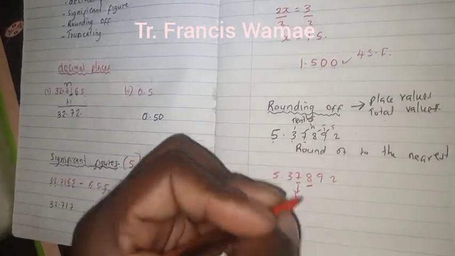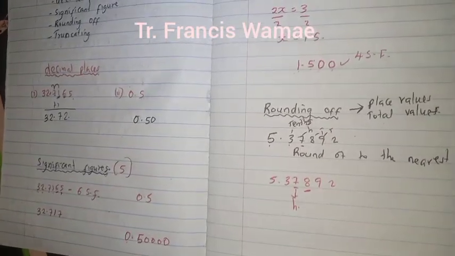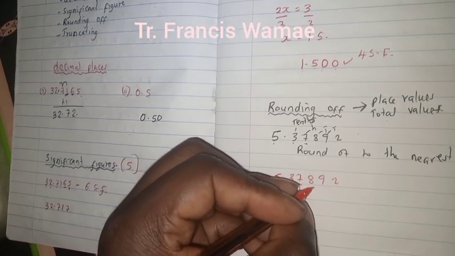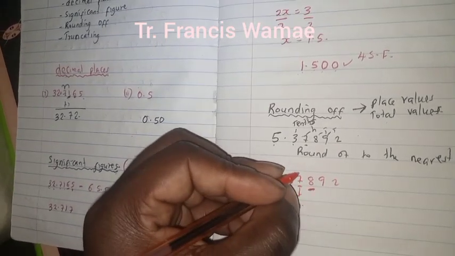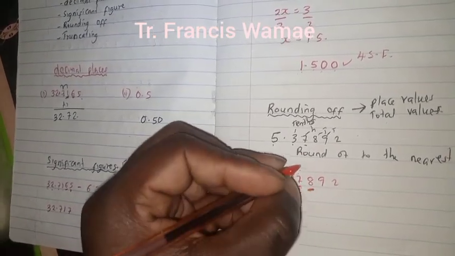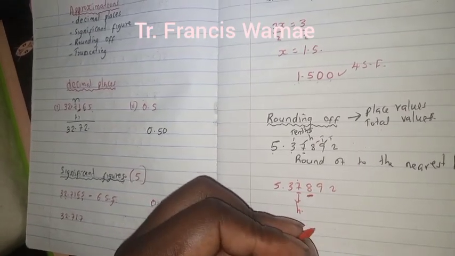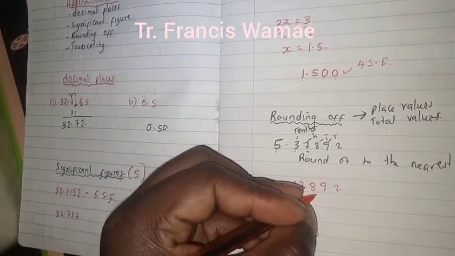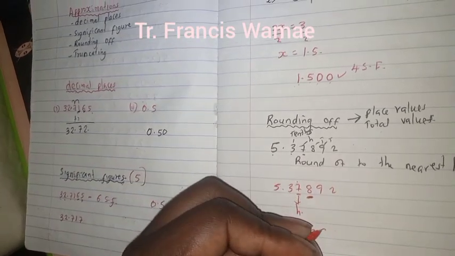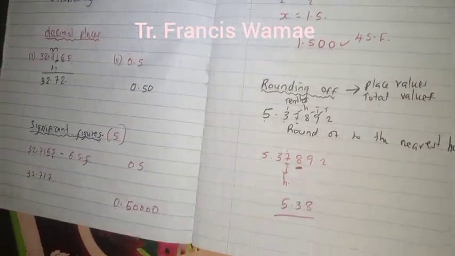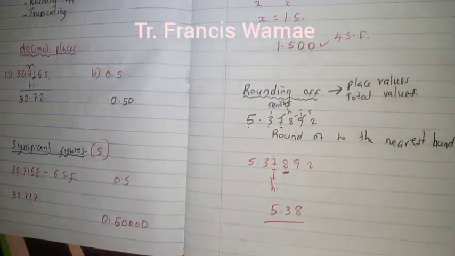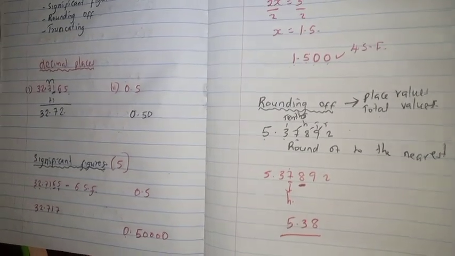Therefore, we check the number on the thousandth position, and if the number is 5 or more, then we add 1 here. If the number is less than 5, we just cut. Therefore, we are going to have 5.3, and because this one is more than 5, we add 1 here to get 8. Now the number is rounded off to the nearest hundredth, and that is going to be the answer in our case.